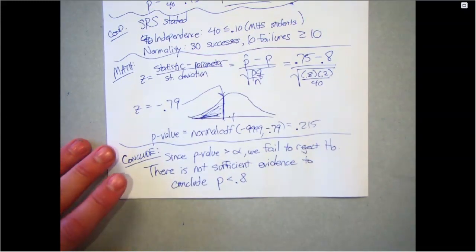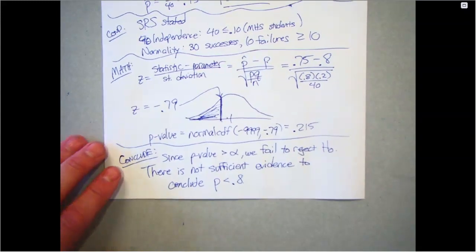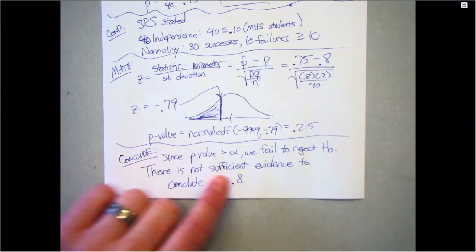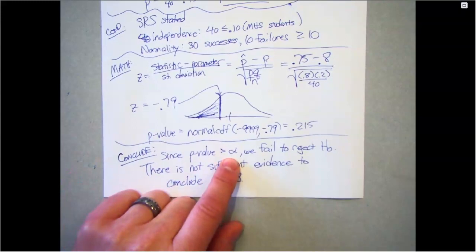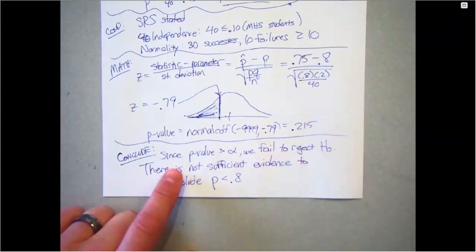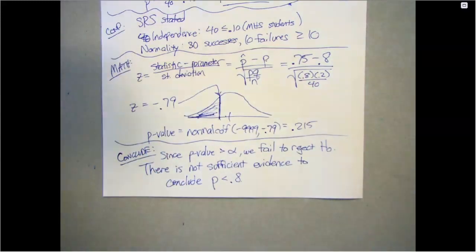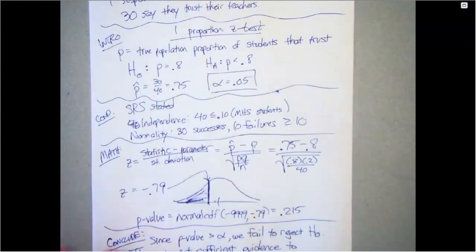If I were to rephrase that in non-statistical language: since the probability you're telling the truth is greater than my cutoff point, I can't call you a liar. There's not enough math evidence for me to call you a liar. That's kind of what we're saying. Tomorrow I'll give you a template where I guide you through, without a problem, like here's what you put here, here's what you put here, and that's what you might want to put in your packet. But that's up to you.